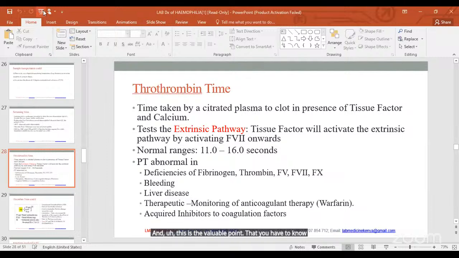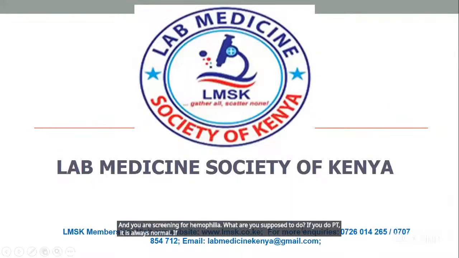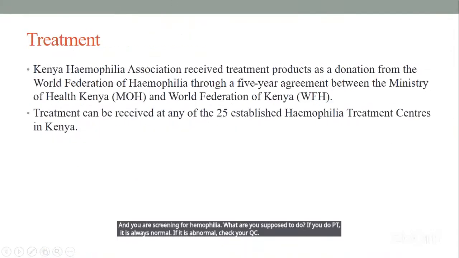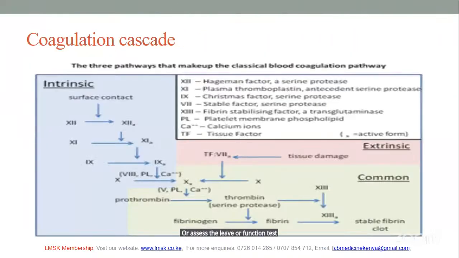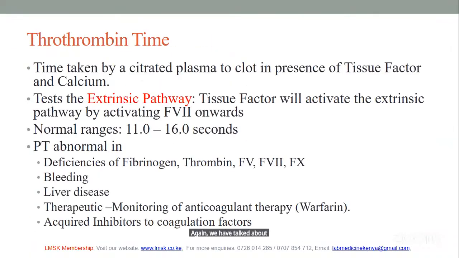Okay, thank you. Team, as we continue learning this, you are seeing we have just mentioned screening tests. This is the valuable point that you have to know when the client comes and you are screening for hemophilia. What are you supposed to do? If you do PT, it is always normal. If it is abnormal, check your QC or assess the liver function test to check on the enzymes or if there is a defect in the liver. Again, we have talked about APTT, which is always abnormal in cases of hemophilia. Thrombin time and fibrinogen assays, we have said they are always normal.